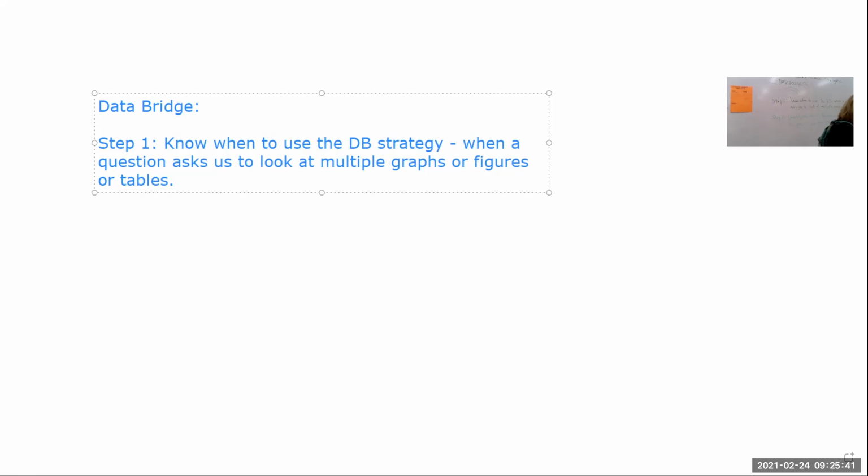Okay, so look at question number 21. In the question it says, based on figures 1 and 2, that's your warning. Hey, you need to use DataBridge. It says when the resistance of device 2 is 3 ohms, the current I is approximately what? Okay, so what variable is actually in the question that you also see on the graphs?